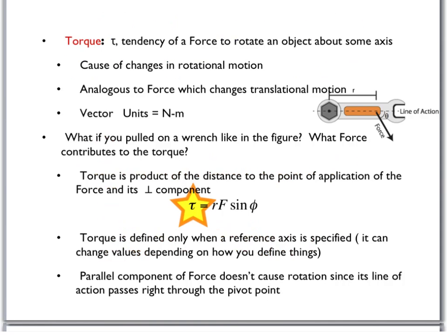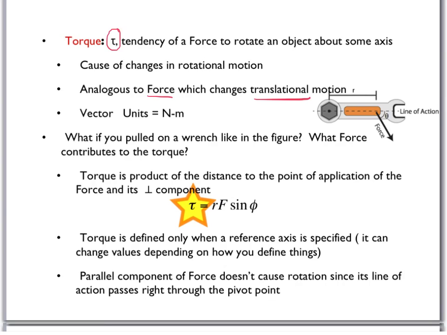Let's just start out by defining torque. Torque is the tendency of a force to rotate an object about some axis. The variable for it is tau. It kind of just looks like a curly T. So torque is really this thing that actually causes changes in rotational motion. Just like a force would cause a change in translational motion, applying a force causes something to start accelerating or moving in a given direction, torque basically does that in terms of rotation.